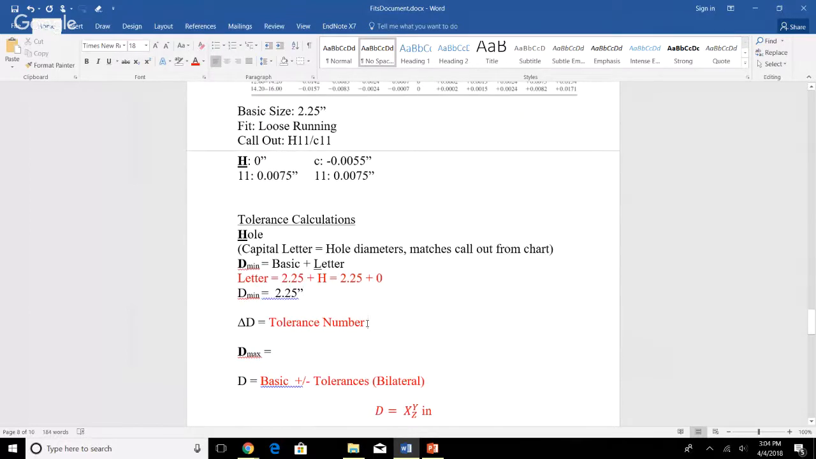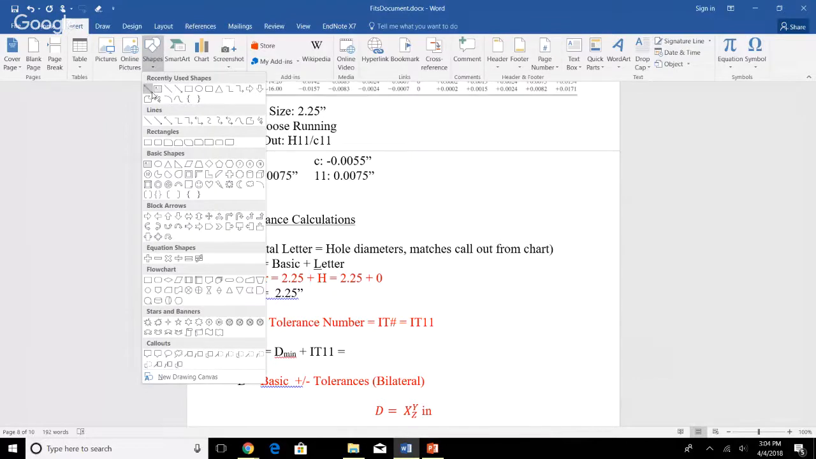So our change in diameter, this is the change in the hole diameter. This corresponds to our IT numbers, which in this particular case was IT11. So our D max, now we have to do our calculation, which is going to be our D minimum plus our IT number, which is number 11 in this particular case. D minimum and then IT11. Of course, our D minimum was calculated before.